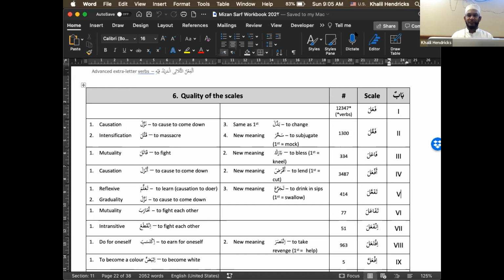Qattala is for intensification, so it doesn't mean kill. It means to massacre, to cause genocide, to slay people. That's what qattala means.